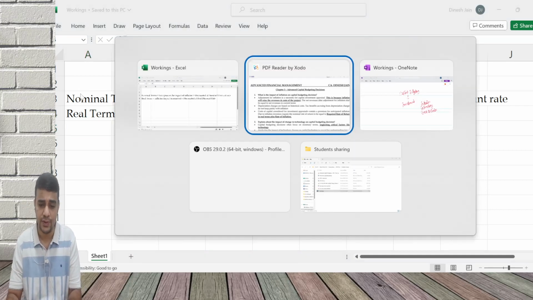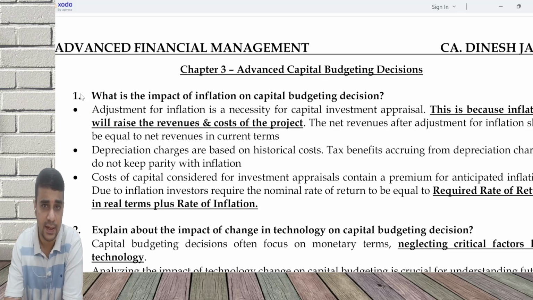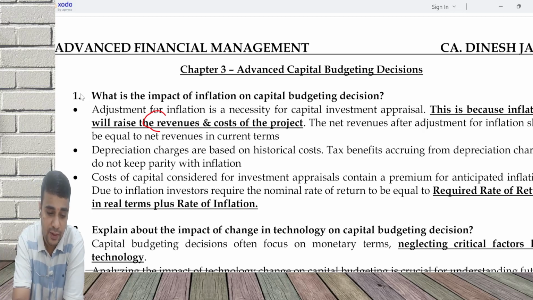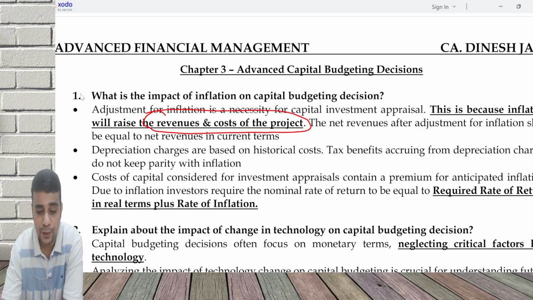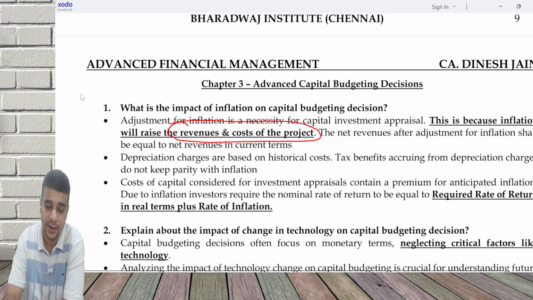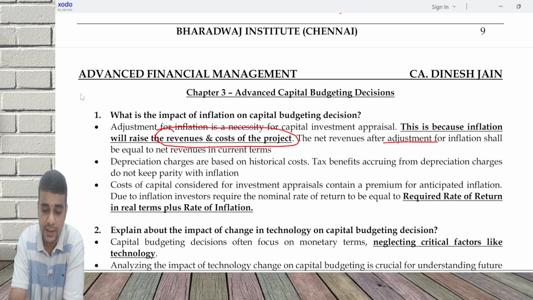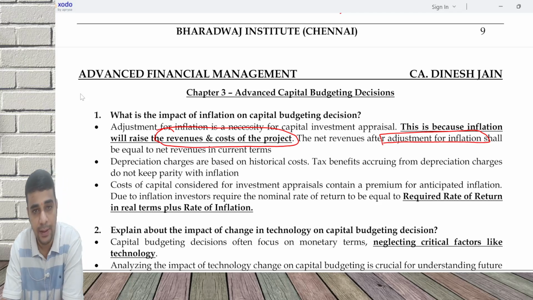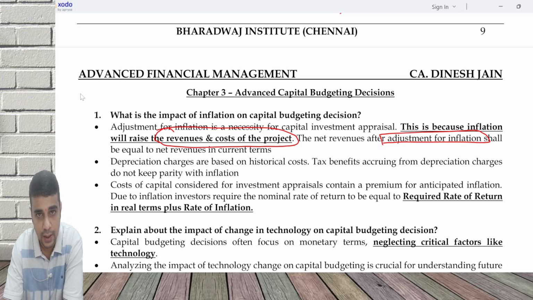So inflation basically means the rise in prices. It's very critical for an organization to consider this in their capital budgeting decision, because this is going to impact the revenues and cost of the project. If you eliminate the impact of inflation, the net revenues after adjustment for inflation shall be equal to the revenue in current terms. Current terms means current rate, which is technically called real cash flow.